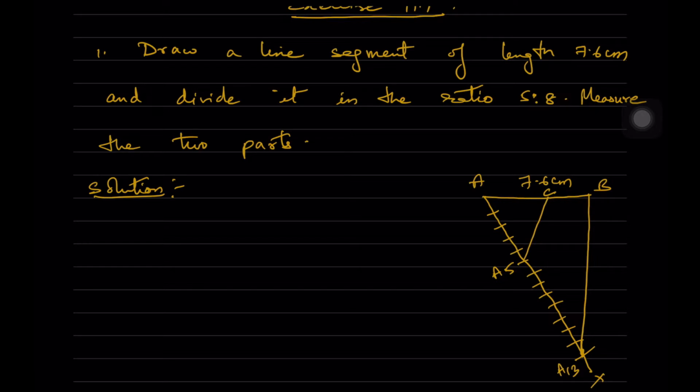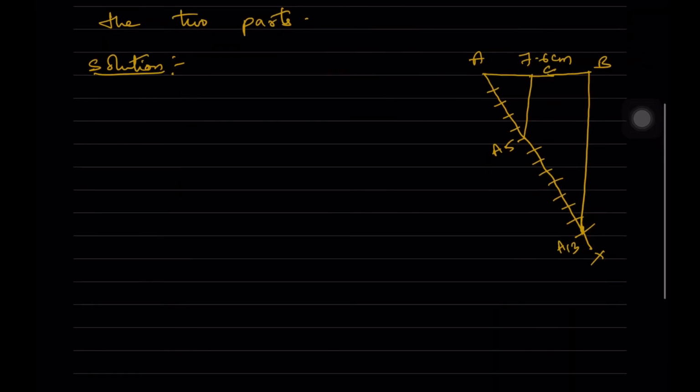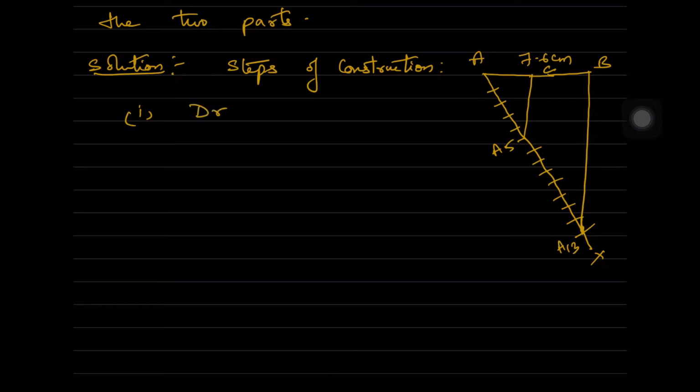So this is the way we divide AB in the ratio 5:8. A5C should be parallel to A13B. Now we'll see the steps of construction, and then how to draw the original figure. We'll also see the justification, because they sometimes ask for the justification. So we are going to write the justification for each and every problem.